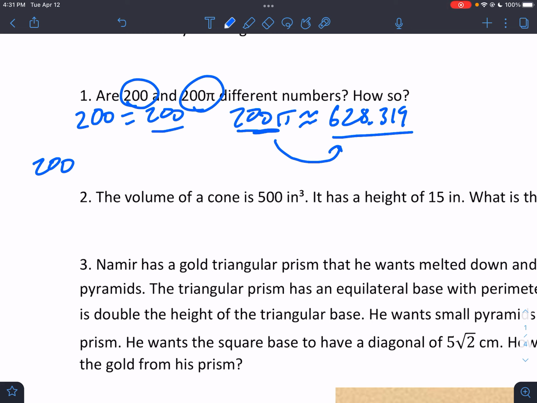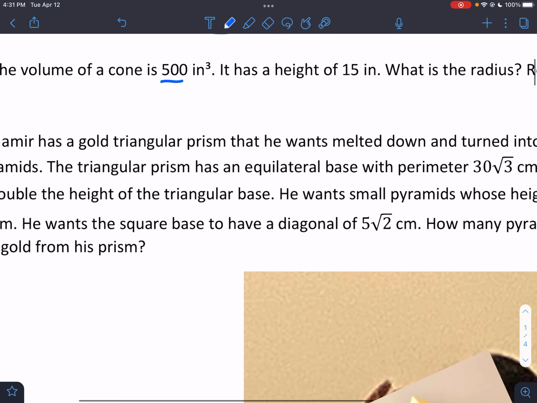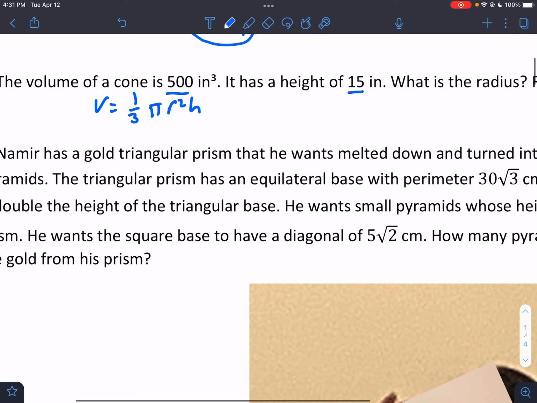Let's see how it would look different in the next question. The volume of a cone is 500. Does it say 500 or 500 pi? It just says 500. So when we know the volume of a cone is 1/3 pi r squared h, we've got the height, we've got the volume. So we plug those in: 500, not 500 pi, equals 1/3 pi r squared times h, which is 15.